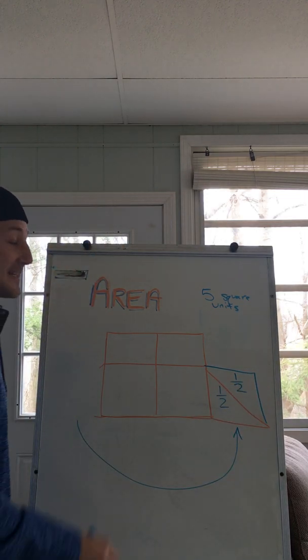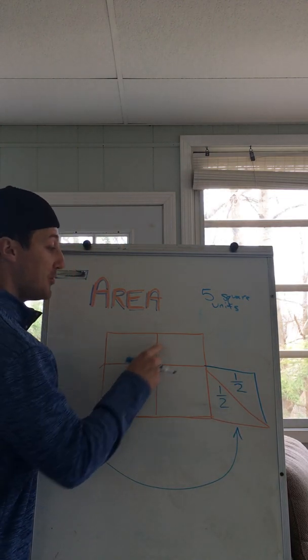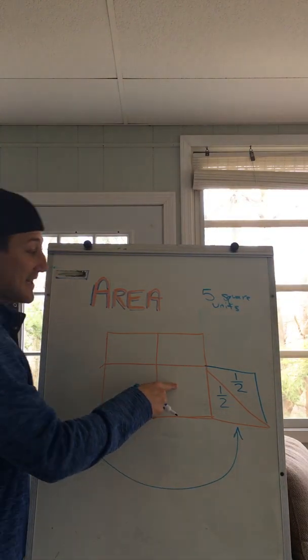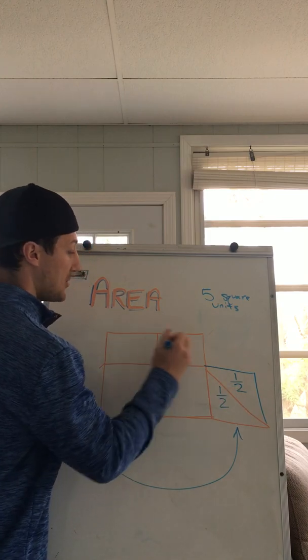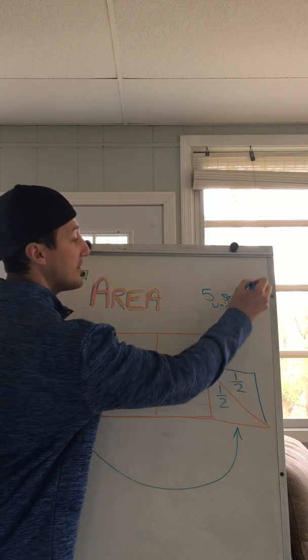So now when I look at this, I can clearly see my 1, 2, 3, 4 units in the middle, and then instead of my 2 triangles, I stack them together to make one whole unit. So that's 1, 2, 3, 4, 5 square units.